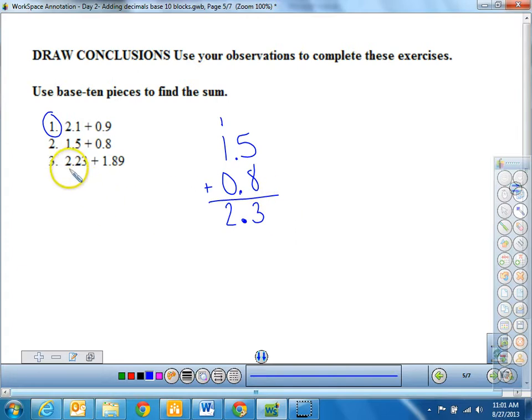So I want you to go ahead and try number 3 on your own. It doesn't matter to me if you want to draw it out like we did with the manipulatives, or if you want to do it vertically like this. But I want you to try number 3 on your own, and I will check it in class tomorrow.